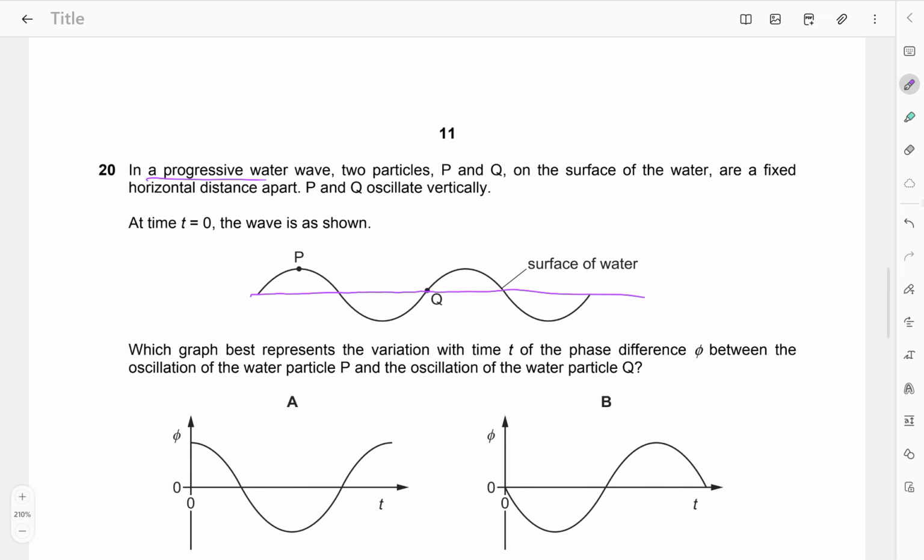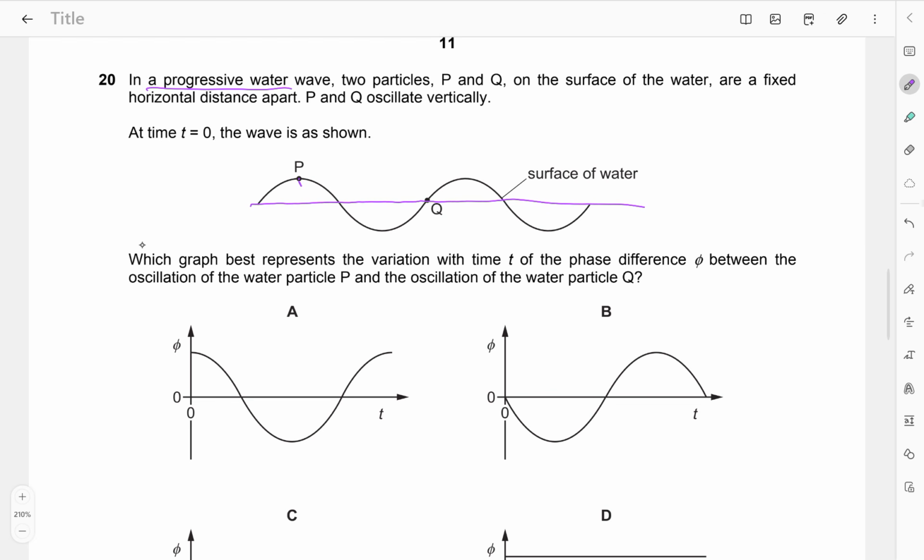Now this is a progressive wave. If particles P and Q are out of phase by a certain angle, it means they will always remain out of phase by that angle throughout. Let's see what the question wants. Which graph best represents the variation with the time t of the phase difference between the oscillation of the water particle P and the oscillation of the water particle Q? For two particles at specific positions on a wave, their phase difference remains the same throughout.